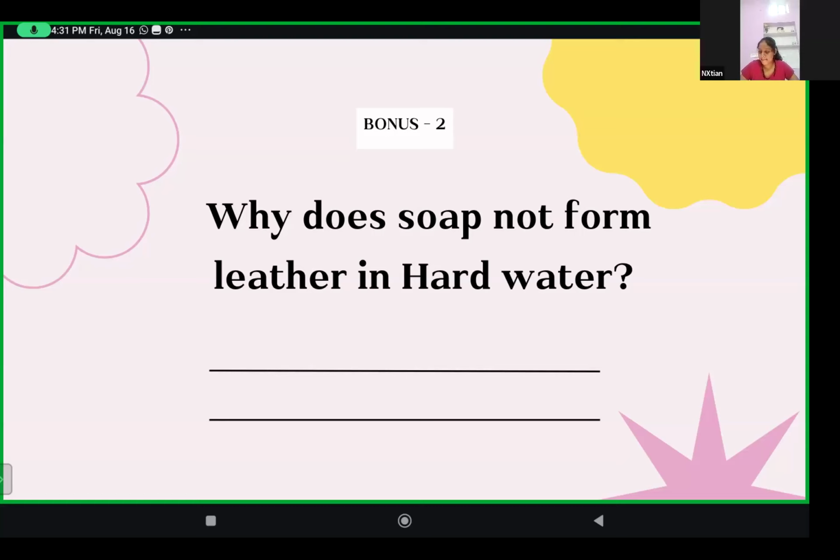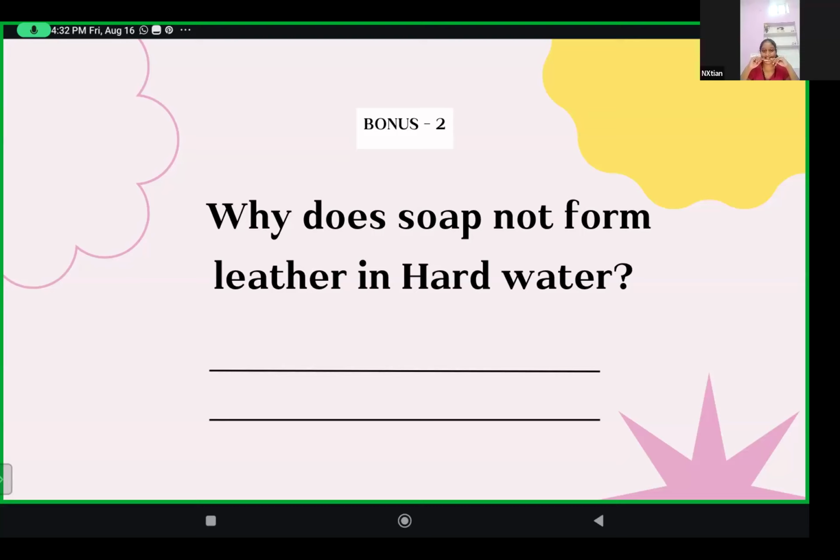Is the reason given in the book? Because I don't remember reading that soap does not form lather in hard water. It's in the book, in the topic of soaps. Ma'am, by lather, what do you mean? Foam. It's the white foam. Ma'am, did you misspell it? It's not leather, it's lather. I think it's the autocorrect.